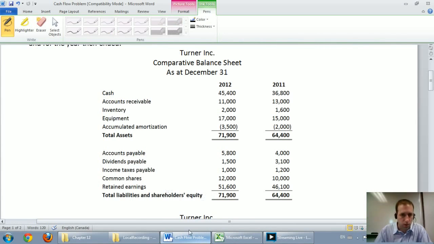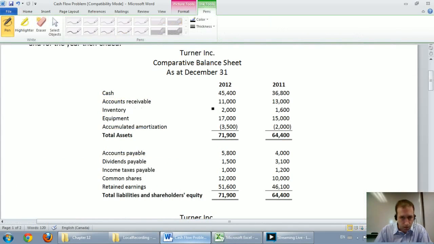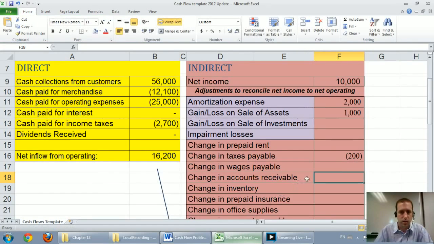Wages payable, we don't have it. Accounts receivable we have though. Accounts receivable was 13,000 last year, 11,000 this year. Why would accounts receivable go down? The reason it goes down is you collected the money. So the fact that AR went down is good for our money. We add $2,000.